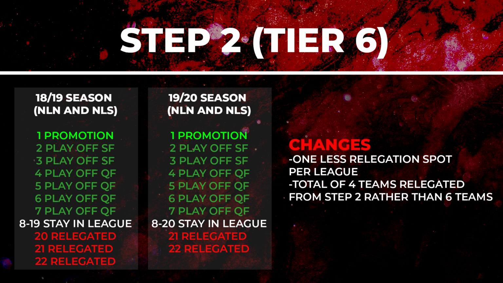So step 2 consists of the National League North and National League South. During the 18-19 season, there was 1 automatic promotion spot, 6 playoff places and 3 relegation places in 22 team leagues. Now the number of teams in the leagues is staying the same, the promotion and playoff structure is staying exactly the same as well, but instead of 3 teams relegated, it is now down to 2 in both the National League North and National League South. This means that a total of 4 teams are now being relegated from step 2 compared to 6 previously.